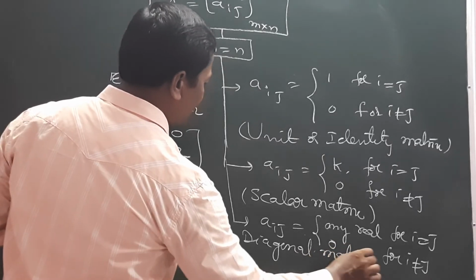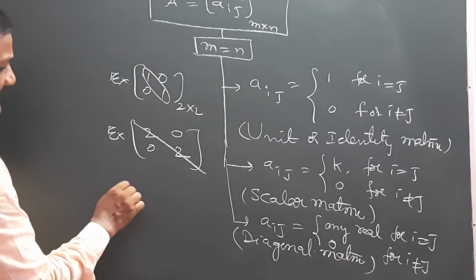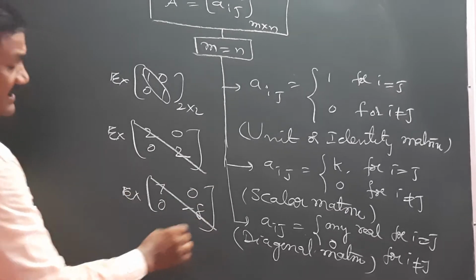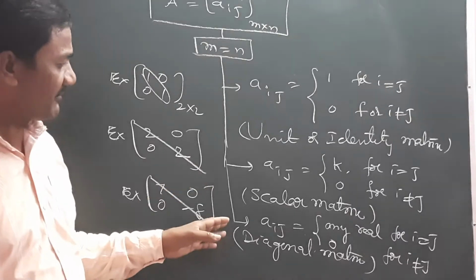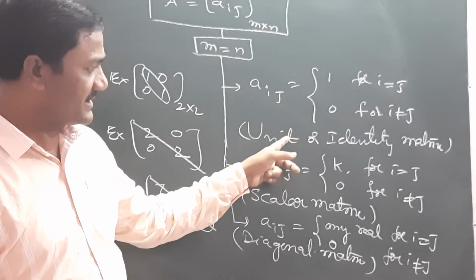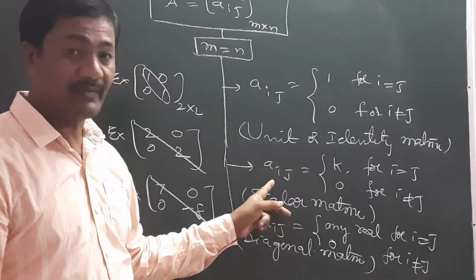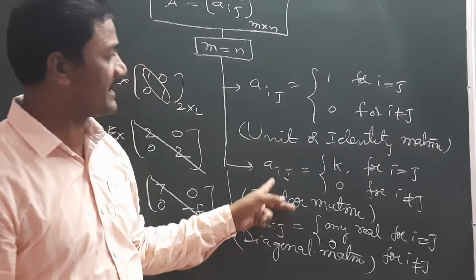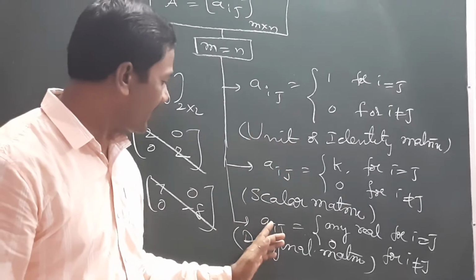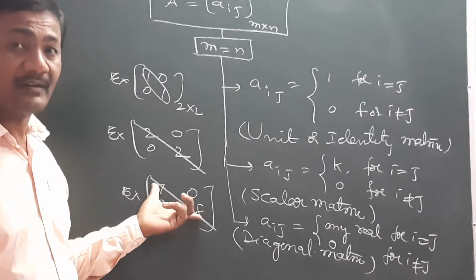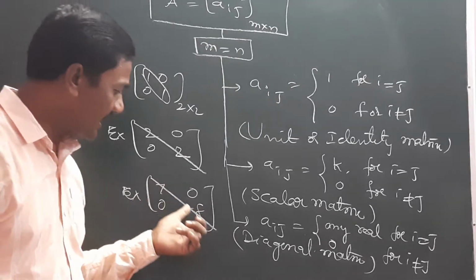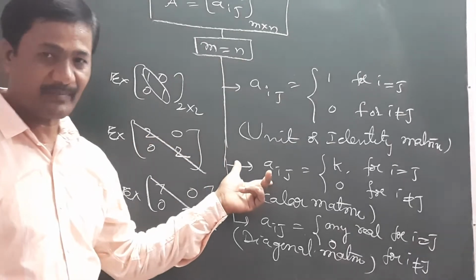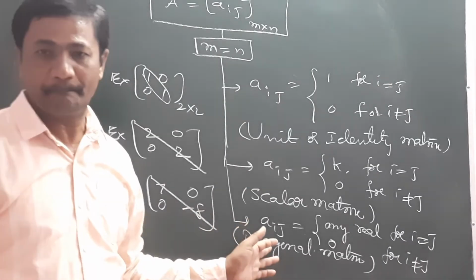A matrix of this kind is called a diagonal matrix. For example, 7 0 0 -8: only the diagonal elements are different. Therefore every identity matrix or unit matrix is a diagonal matrix, and every scalar matrix is a diagonal matrix. But every diagonal matrix need not be a scalar matrix or a unit matrix, because in a diagonal matrix only the diagonal elements are unequal. If the diagonals are all equal to 1, it is an identity matrix. If they are all equal, it is a scalar matrix. Otherwise it is simply a diagonal matrix.